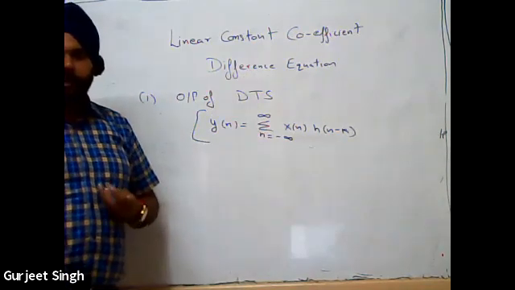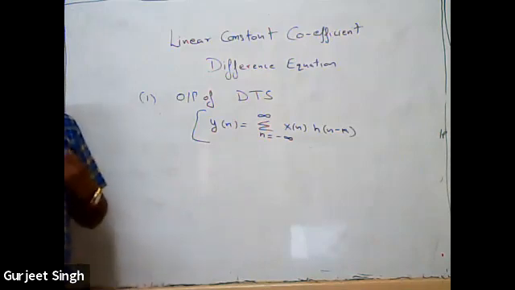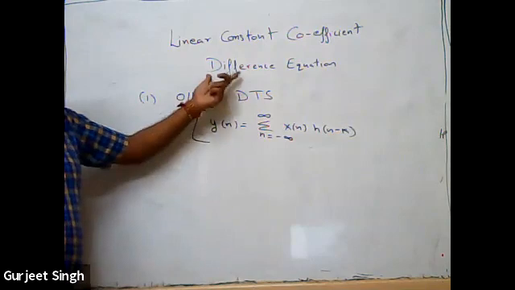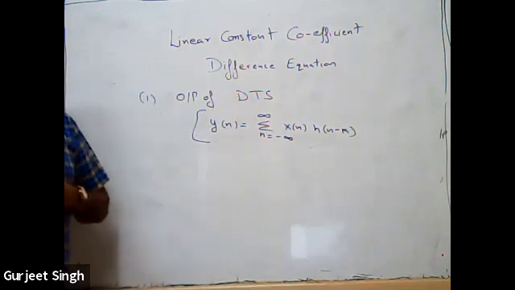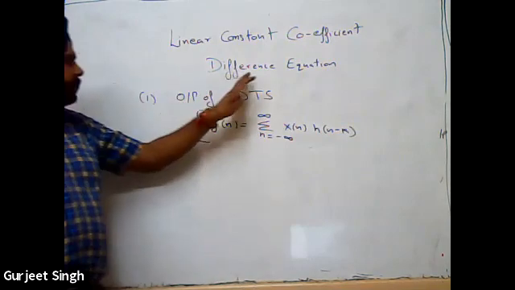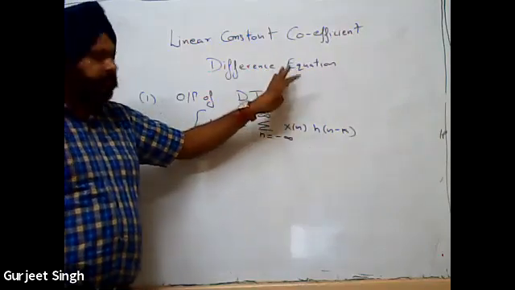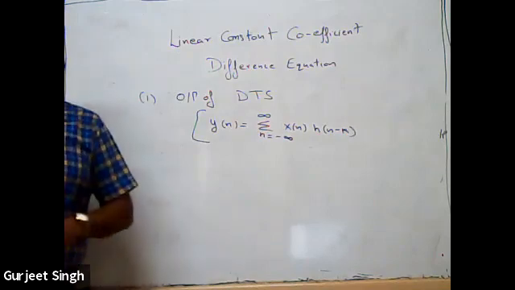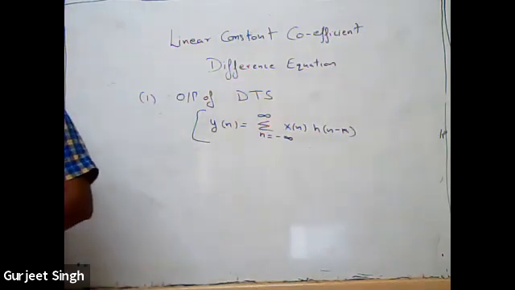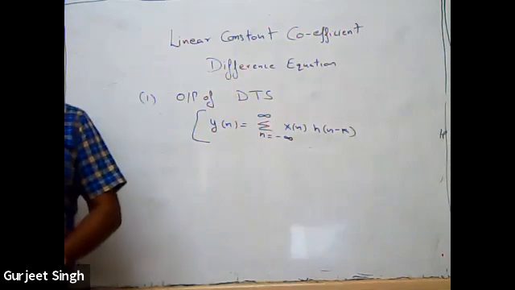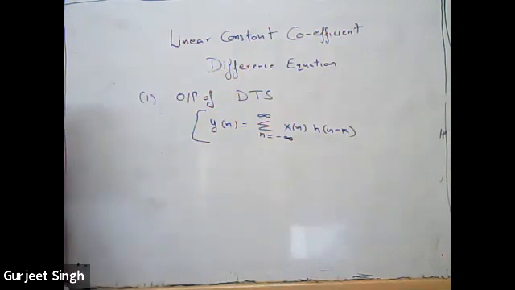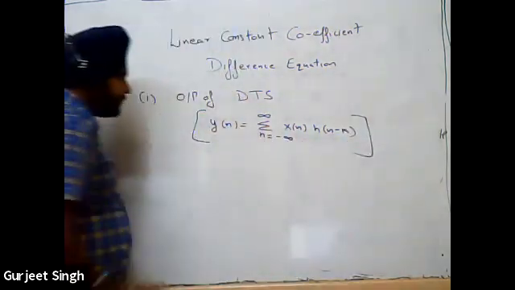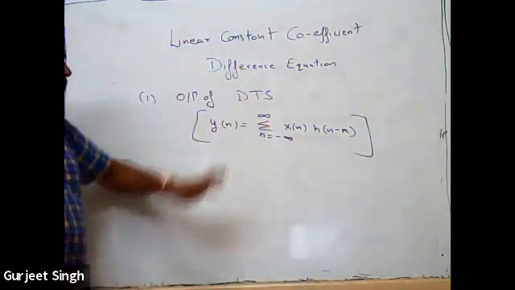We will design the FIR filter, finite impulse response filter, and infinite impulse response filter, with the help of these difference equations. So it plays a very important role in digital signal processing. With the help of these difference equations, we will design the digital filter and we can implement the discrete time system also. Okay, so this is the general equation of the discrete time system.